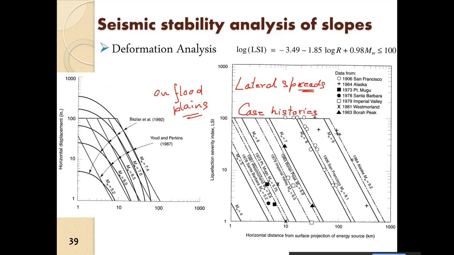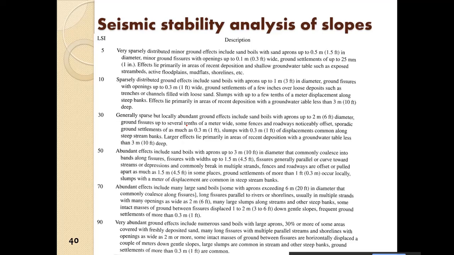All right. So we see that for various magnitudes, they gave what may be the liquefaction severity index. And then they gave also a chart where they have described what may be the ground condition for various liquefaction severity index. So we can say that if it is 90, there will be very abundant ground effects, including numerous sand boils, large aprons, the cracks, that means 30% or more of some areas covered with freshly deposited sand, many long fissures. So like that, various conditions they have given what may occur in situ in the field.